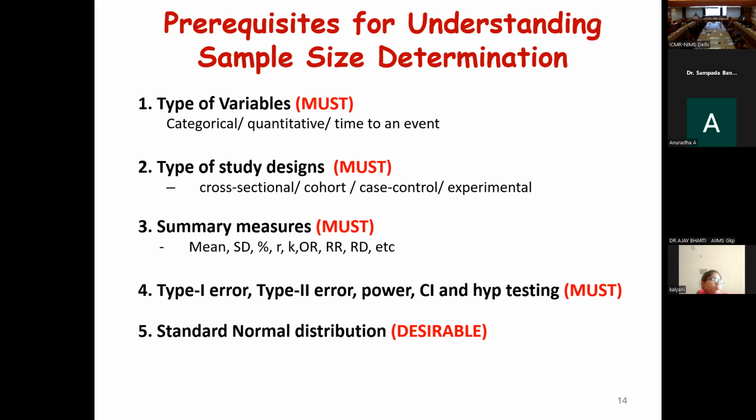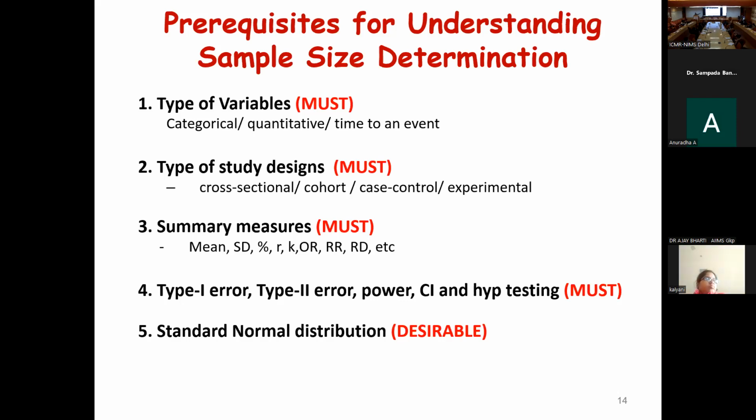So time to event is a variable where you assign importance to the time at which event occurs. Like two deaths, one occurs at 6 months, second occurs at 2 years. Both are deaths, but they are not the same deaths. So when you assign importance to the time at which event occurs, that is time to an event.